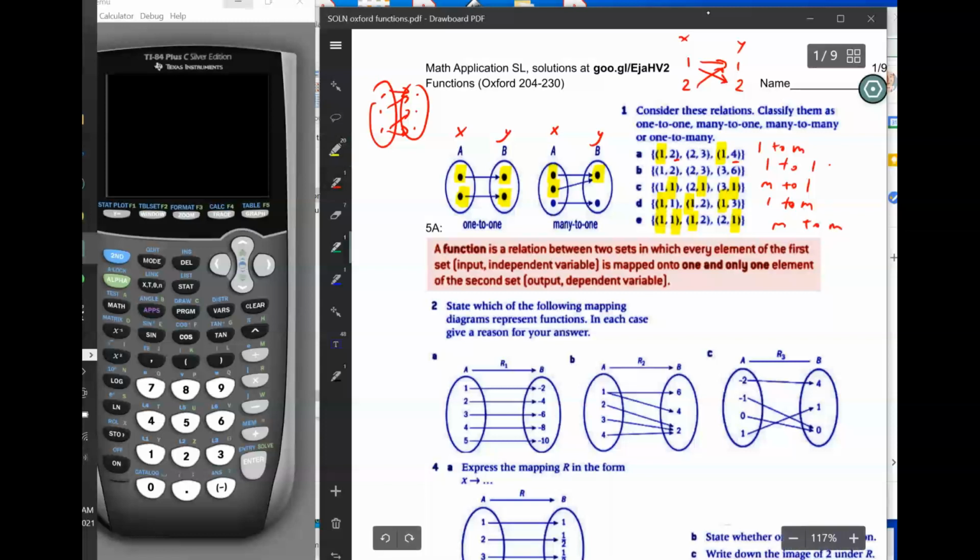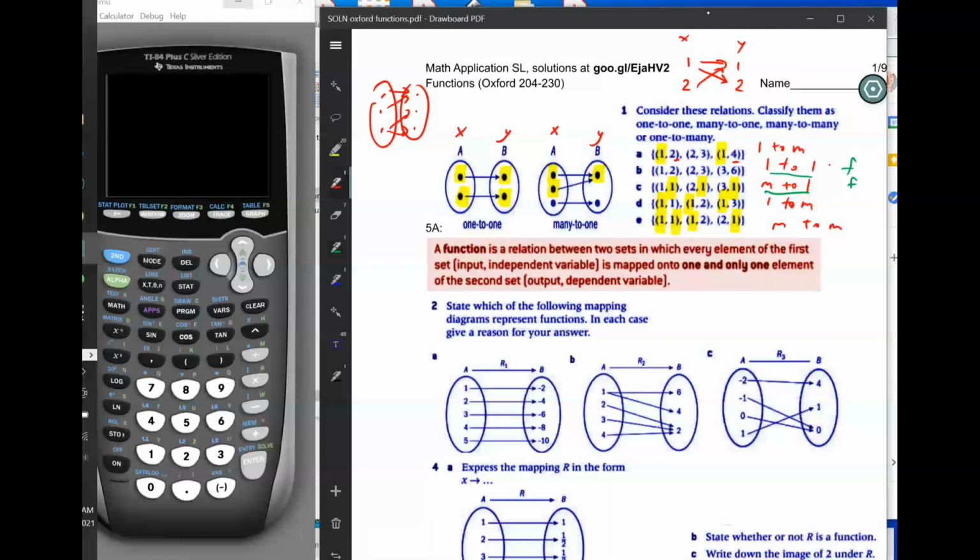But basically, the idea is that if you have many to 1, that's okay to be a function. And if you have 1 to 1, that's okay to be a function. But the other cases, 1 to many or many to many, those are not functions. They're just relations. Okay, everything's a relation, but only the functions have mappings of 1 to 1 or many to 1. But you can't have 1 to many. All right?